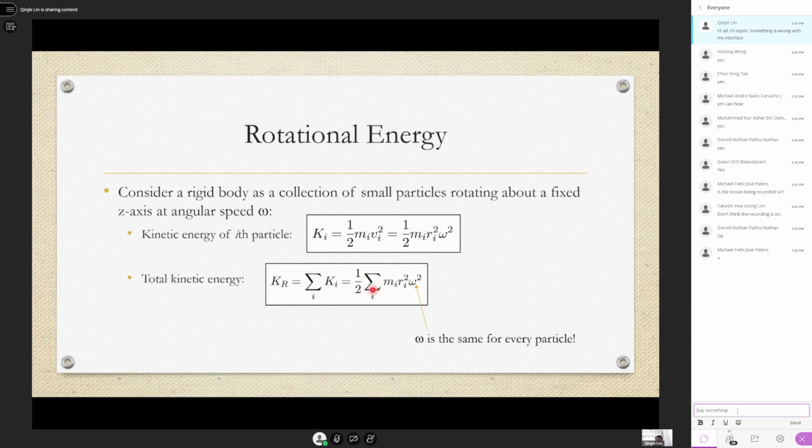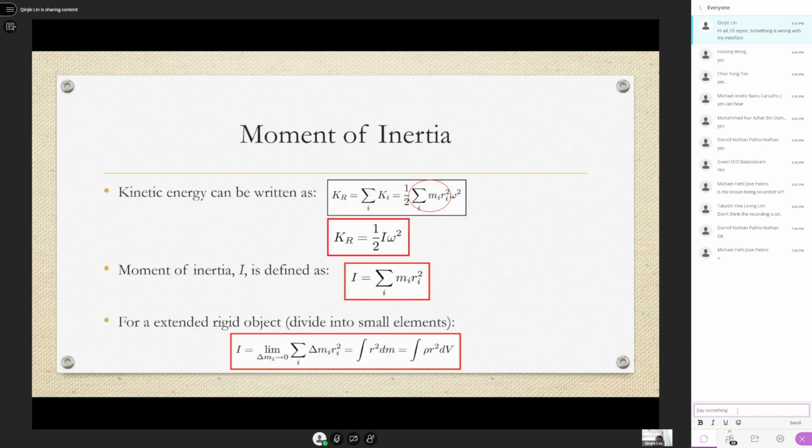There will be a summation sign, but basically it's the same thing, just that you sum all up. So kinetic energy can be written as half mr squared omega squared. If we write it in this form, half I omega squared, this form will be very familiar.